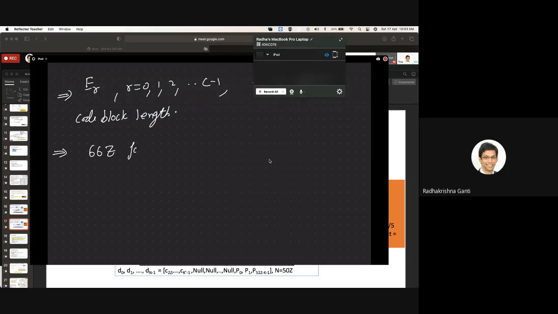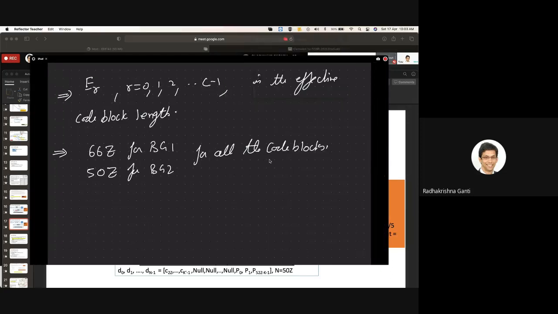66Z for BG1, 50Z for BG2 for all the code blocks. Yes? Okay. So now what we should do is, ER and 66Z may not be equal.